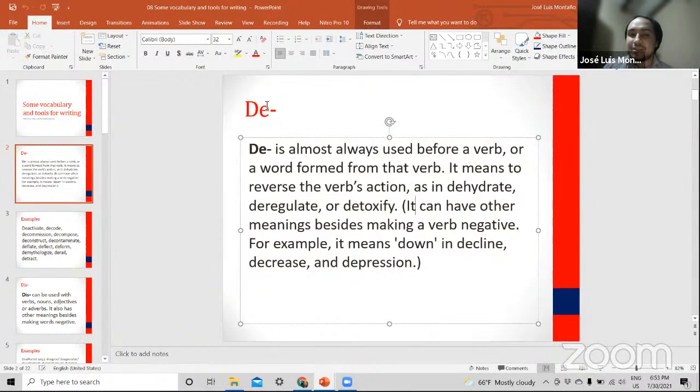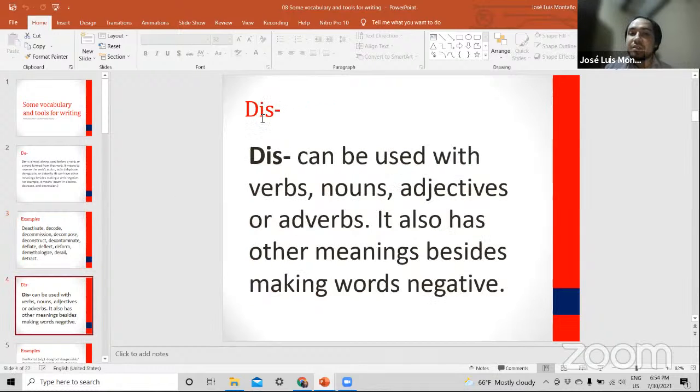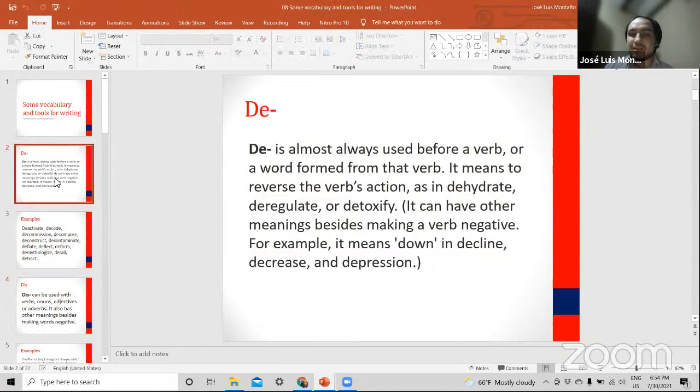So that is the DE, all right? And we have some examples. Deactivate, right? Decode, decommission, decompose, deconstruct, right? Decontaminate, deflate, deflect, etc. All right. Those are some examples. Again, this is for you on Google Classroom. Then we have DIS, right? Mainly, this is going to be pronounced as dis. It can be used, right, with verbs, nouns, and adjectives. So you have a lot more options. The DE was only for verbs or words that come from that verb.